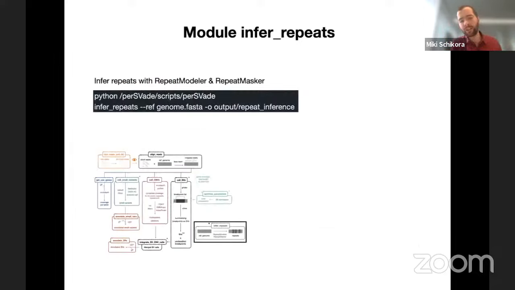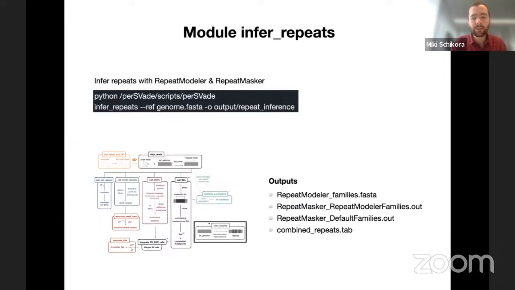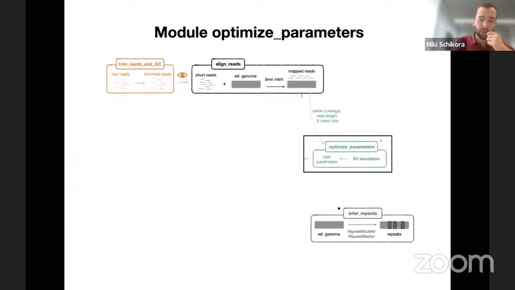This is how you run it. Basically, just provide the reference genome and the output. And it outputs several things. The most important one is this combined repeats.tab that contains all of the repeats that you will be providing to other modules. For example, this optimize parameters module that generates these best filtering parameters.